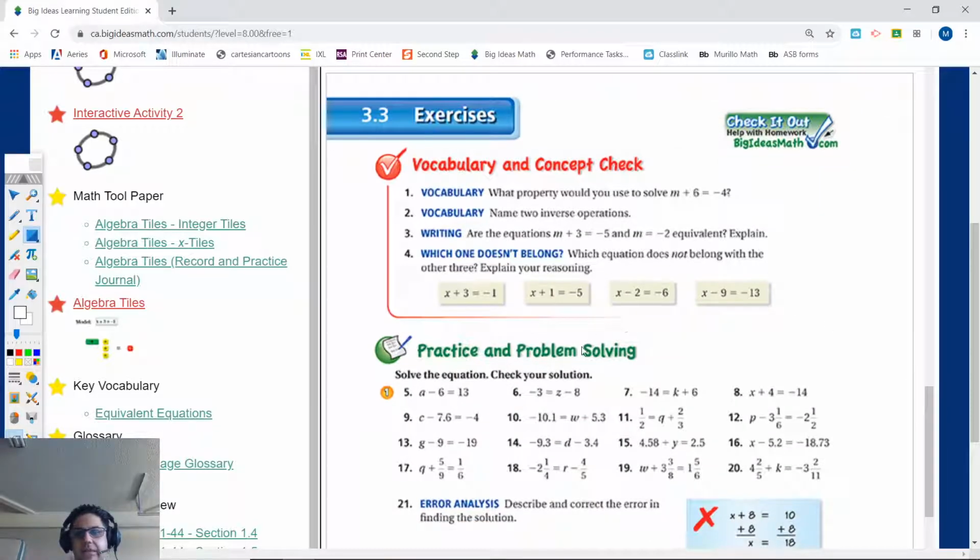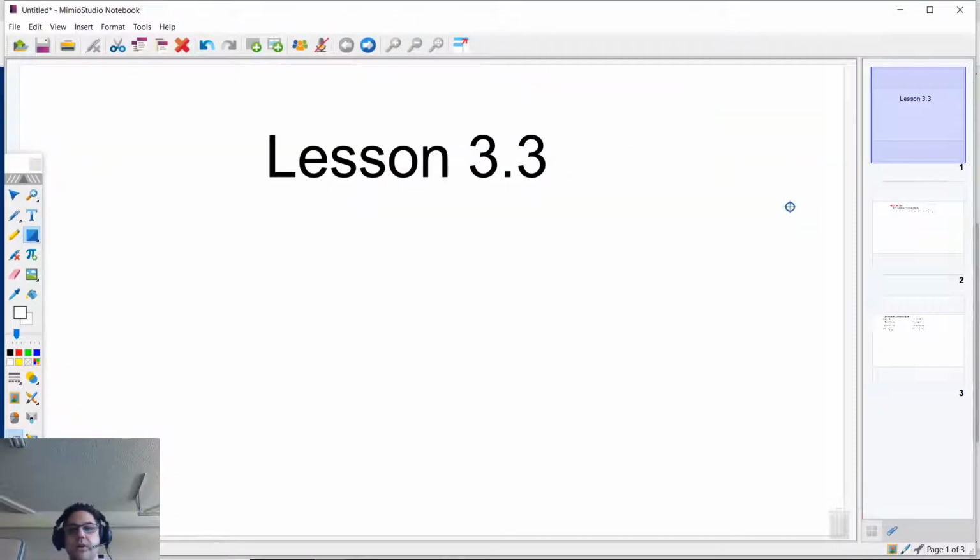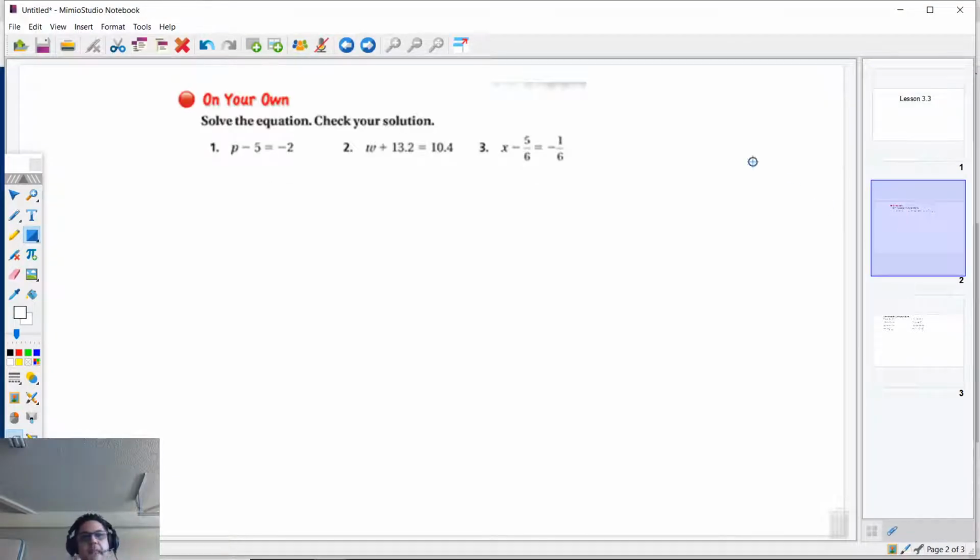All right, and then you got some exercises. Like I said previously, the evens, so we're actually going to do a few additional odds. So let's jump into the on your own and then some of the odd problems as well. All right, lesson 3.3. Solve the equation, check your solutions. So we're just going to go ahead and jump right into that real quick.